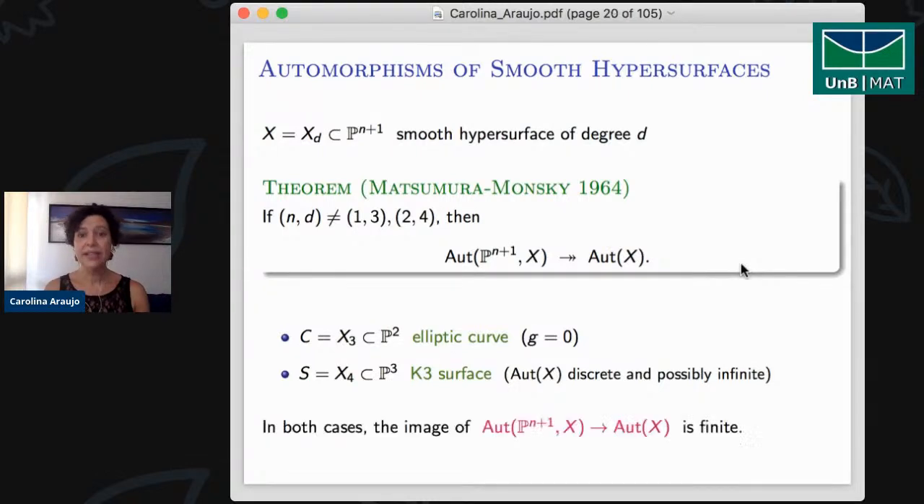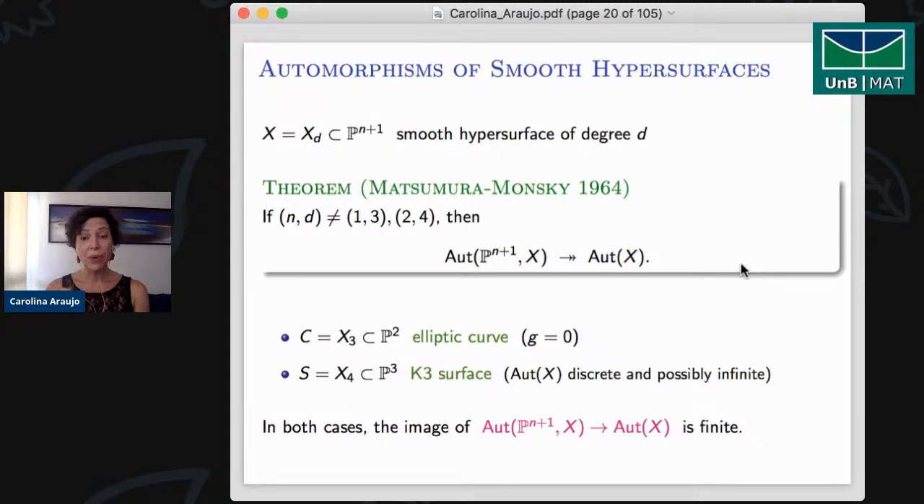And so in these cases, in general, these groups are infinite, while in both cases the image of the restriction homomorphism, from the group of automorphisms of the ambient space that stabilize X to the automorphism group of X, is finite. So the question that I want to leave you with is: if they are not induced by the ambient space, where do these automorphisms come from? This is a sort of vague question, and we will come back to that at the end of the talk.